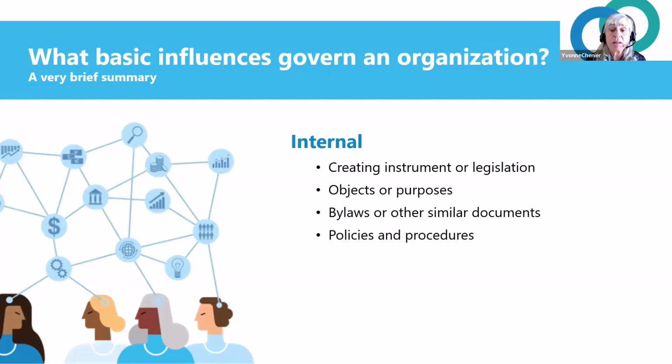And then finally, the policies and procedures. So what policies and what procedures have you created for your organization to follow based on the bylaws generally and your unique needs? Your objects or purposes might dictate things you have to do. And overall and overarching is your creating instrument or the legislation you're incorporated under. So these are your internal influences. So each of your organizations has an influence that you need to understand before you know what governs you.